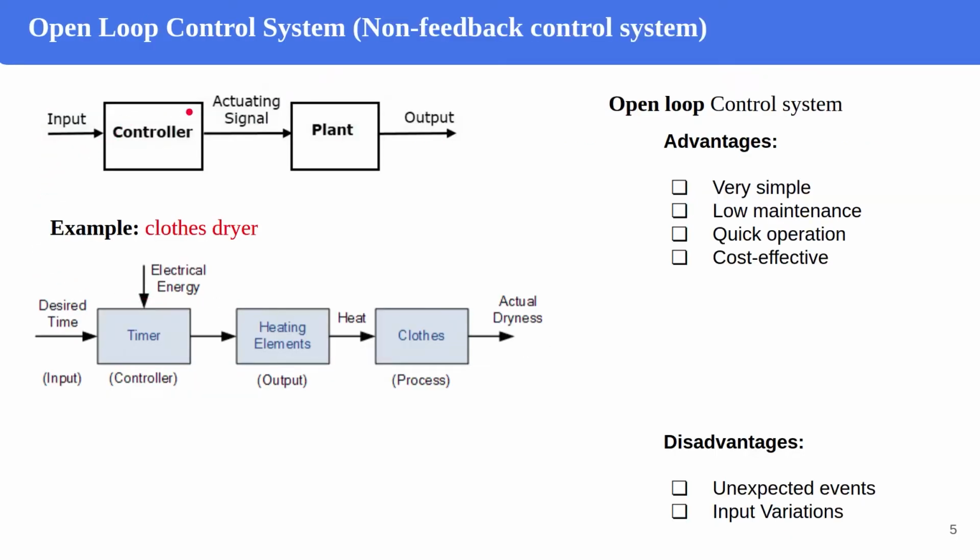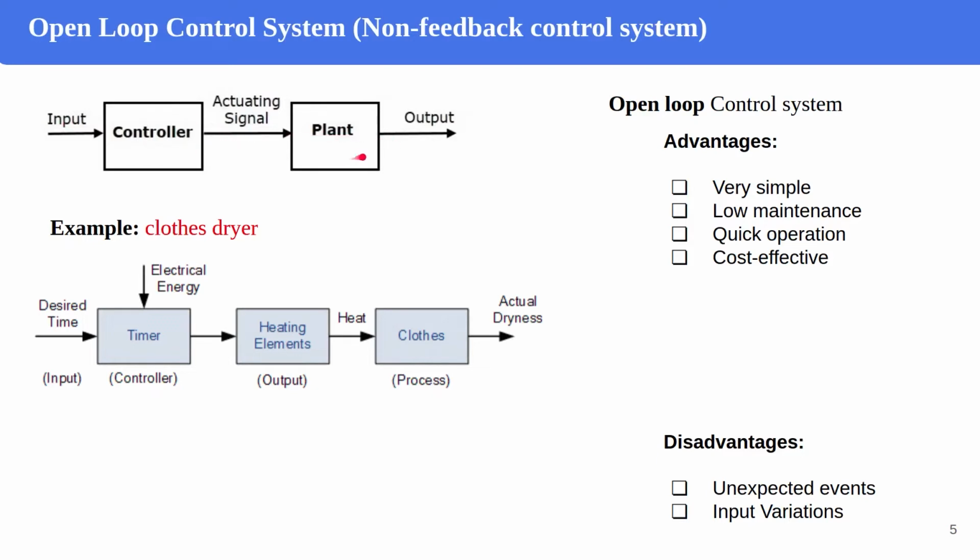The open loop control system, which is referred to as a non-feedback control system, is a type of continuous control system in which the output, as you see here, has no influence or effect on the control action of the input signal.